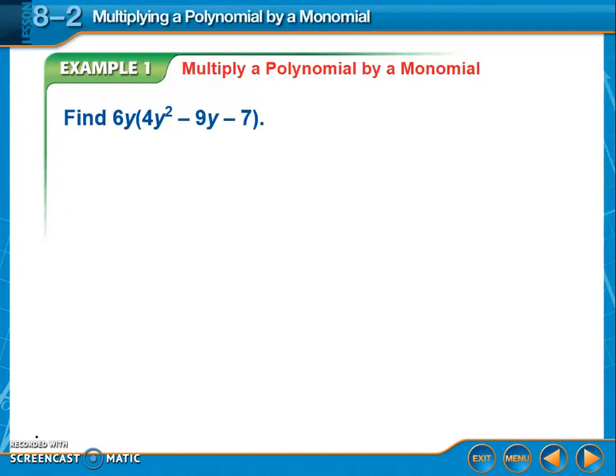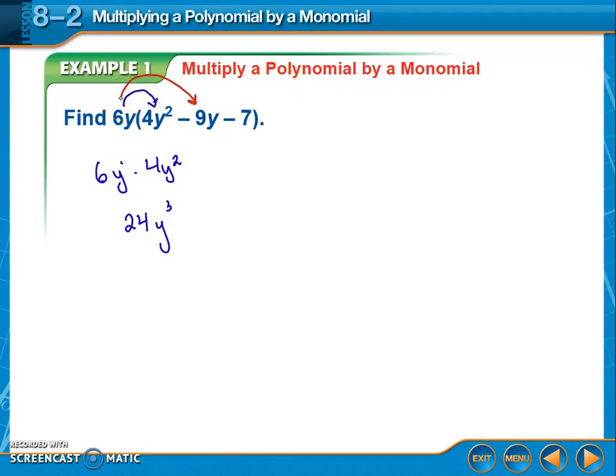Okay, so this first part, multiplying a polynomial by a monomial, we're just following the distributive property. We're going to do 6y times 4y squared. You multiply the coefficients together and you get 24. And now you're multiplying y times y squared. That's like y to the first, so this becomes y to the third.